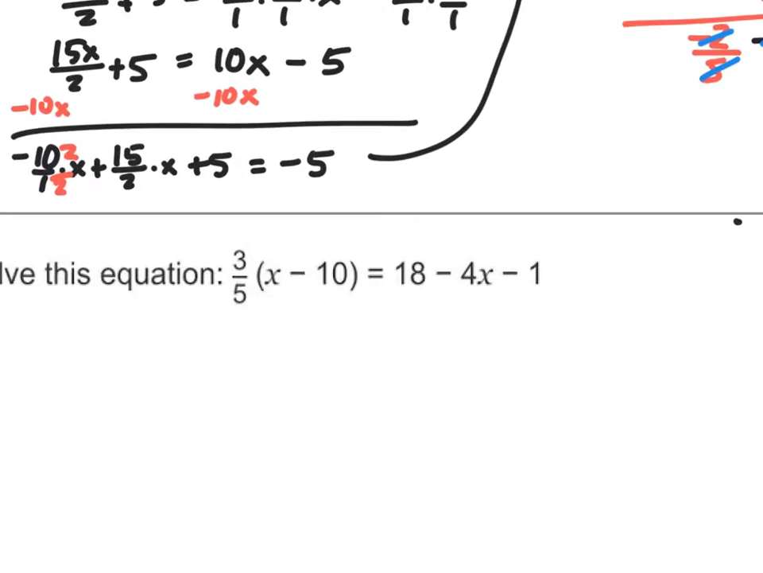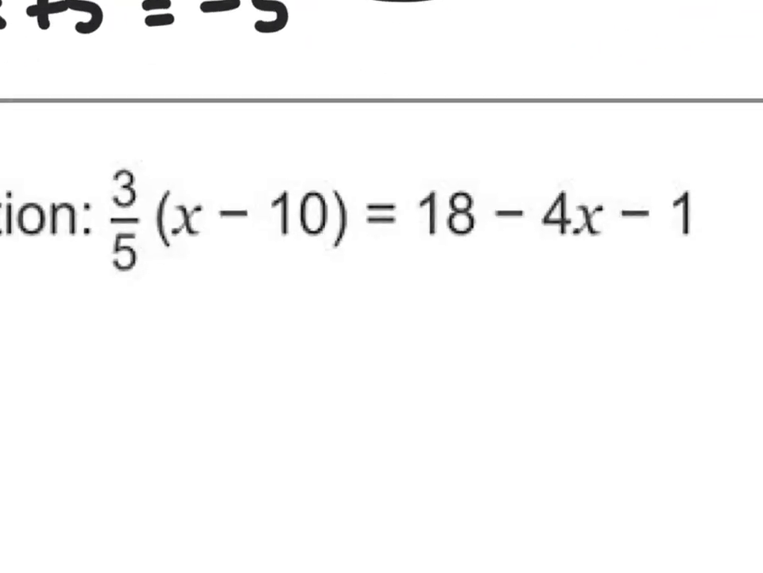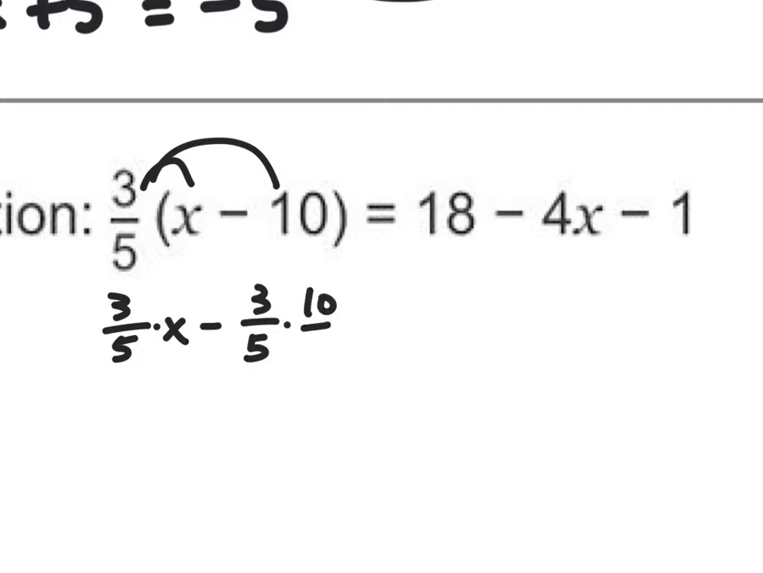Similar type of problem. Let's go ahead and solve this for x. Now, the first thing I notice, guys, is that I can distribute this 3/5 into x minus 10. So let's go ahead and distribute that 3/5 in there. So then we get 3/5 times x minus 3/5 times 10 over 1. And then this is equal to 18 minus 4x minus 1.